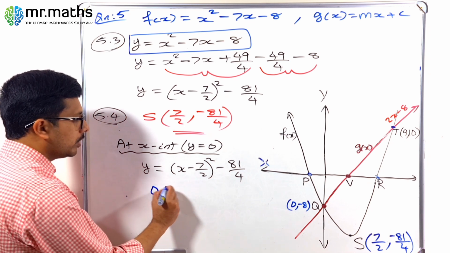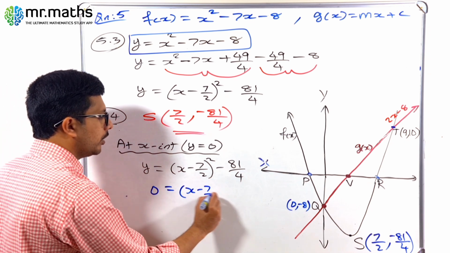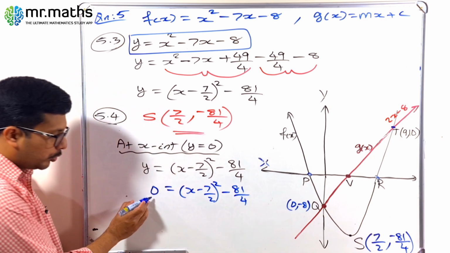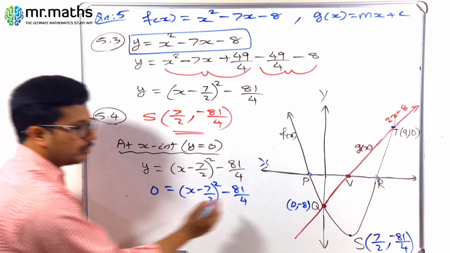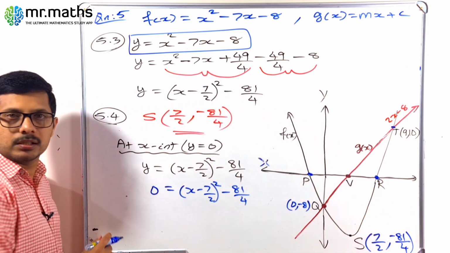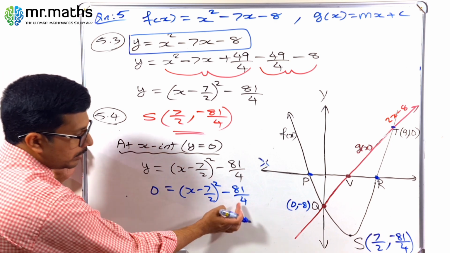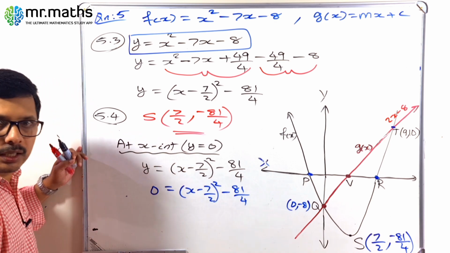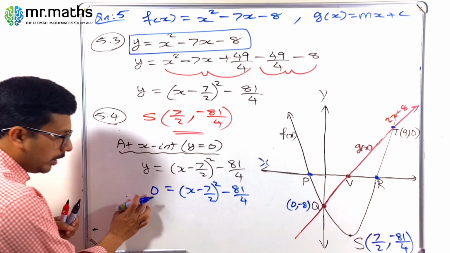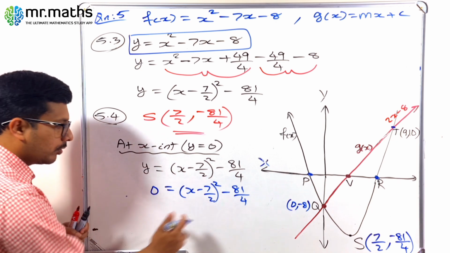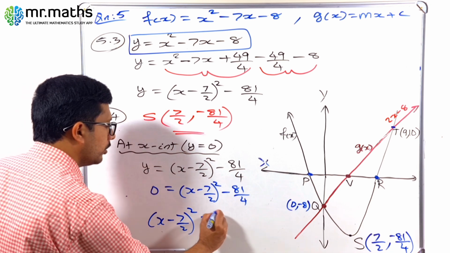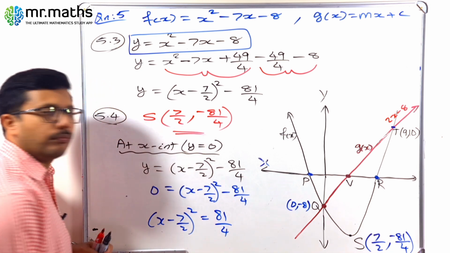So 0 is equal to (x minus 7 over 2) the whole squared minus 81 over 4. I substitute the value of y as 0 because I'm trying to find the x-intercepts. For an x-intercept, the value of y is 0. So now take this minus 81 over 4 to this side, so it is positive 81 over 4. Am I right? Okay, so (x minus 7 over 2) the whole squared is equal to positive 81 over 4.